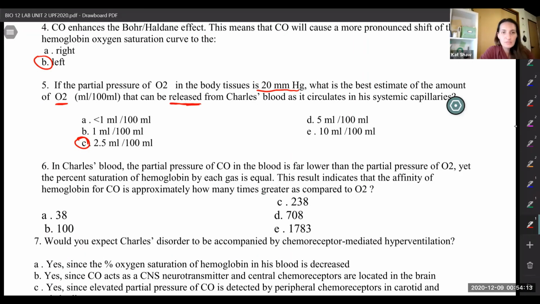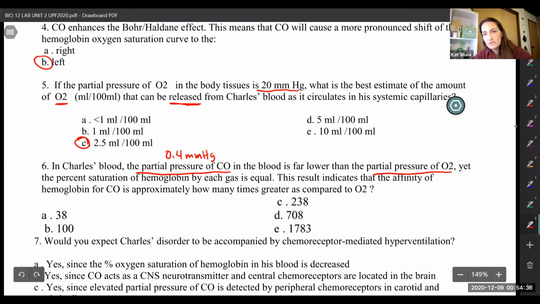In Charles's blood, the partial pressure of CO is far lower than the partial pressure of O2. Right? We already looked at the partial pressures for both of these. Let's make a note of what they were. Partial pressure for CO for Charles's blood was 0.4 millimeters of mercury, while for PO2, I believe it was 95 millimeters of mercury.